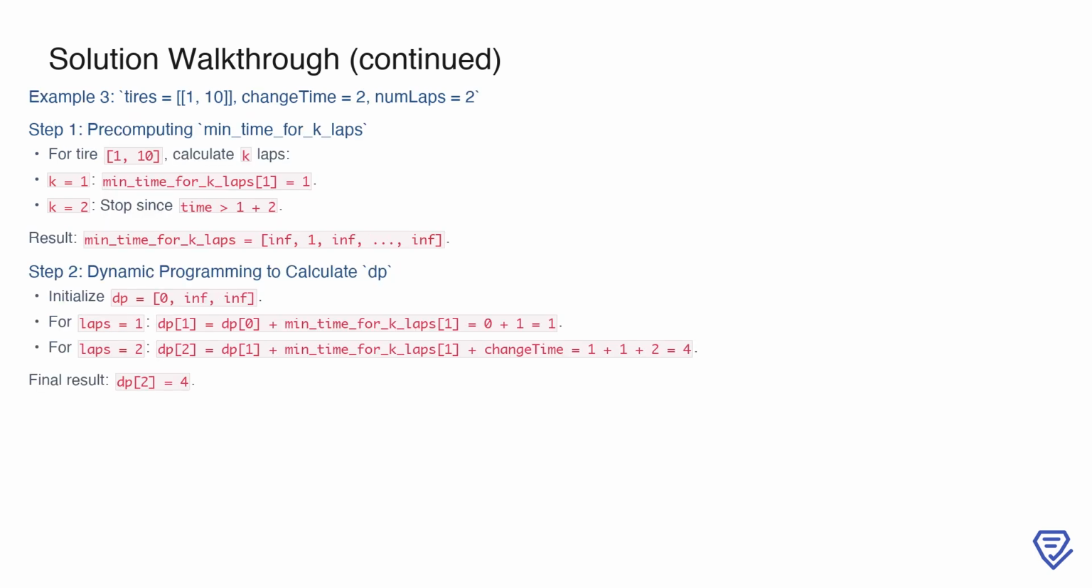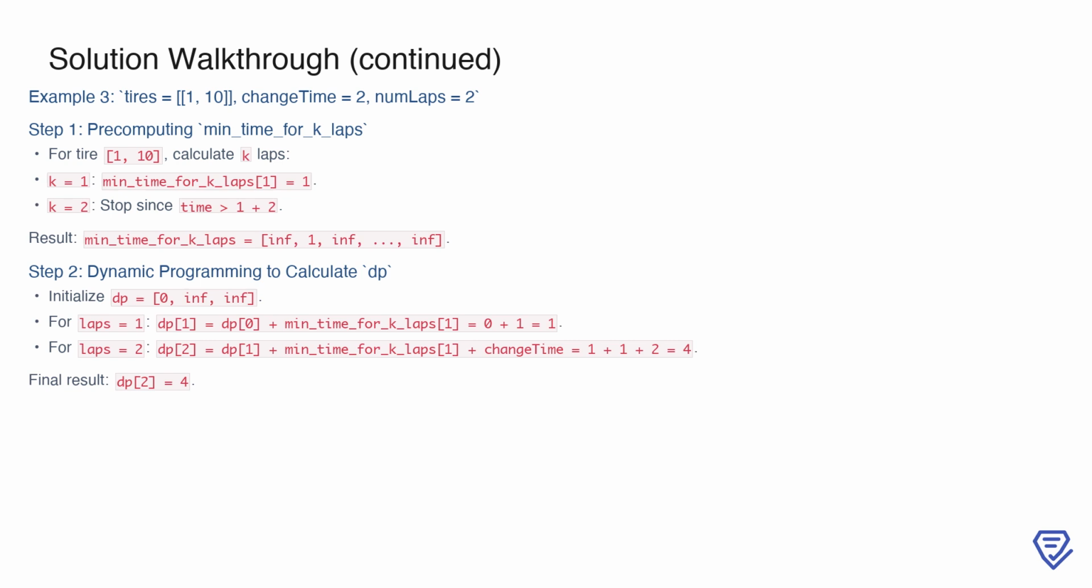In the third example, we have only one tire, [1, 10], with a change time of 2 and a target of 2 laps. First, we pre-compute the minimum time for k laps. For the first lap, the time is 1, so min_time_for_k_laps[1] equals 1. For the second lap, the time exceeds the cost of switching the tire, so we stop here. The result is that min_time_for_k_laps contains INF, 1, INF.